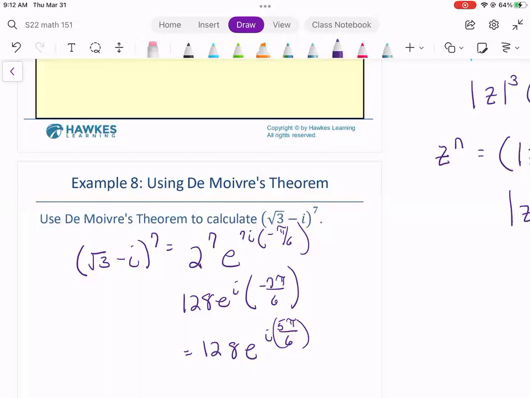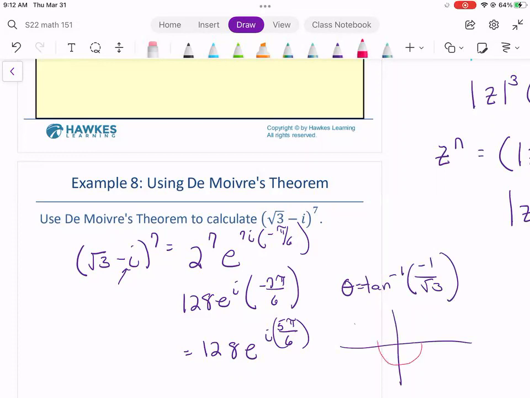And just as a reminder, remember we're getting that theta by the inverse tan of b over a. Our b is negative 1 over the square root of 3. And the 5 pi over 6 and the negative 7 pi over 6 translate because this will bring us to negative 7 pi over 6, and this brings us to 5 pi over 6.